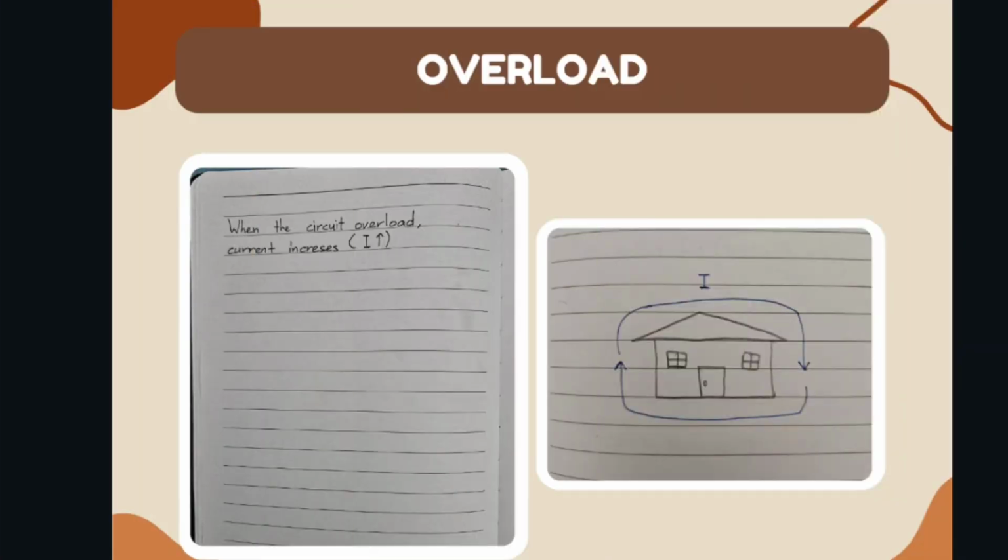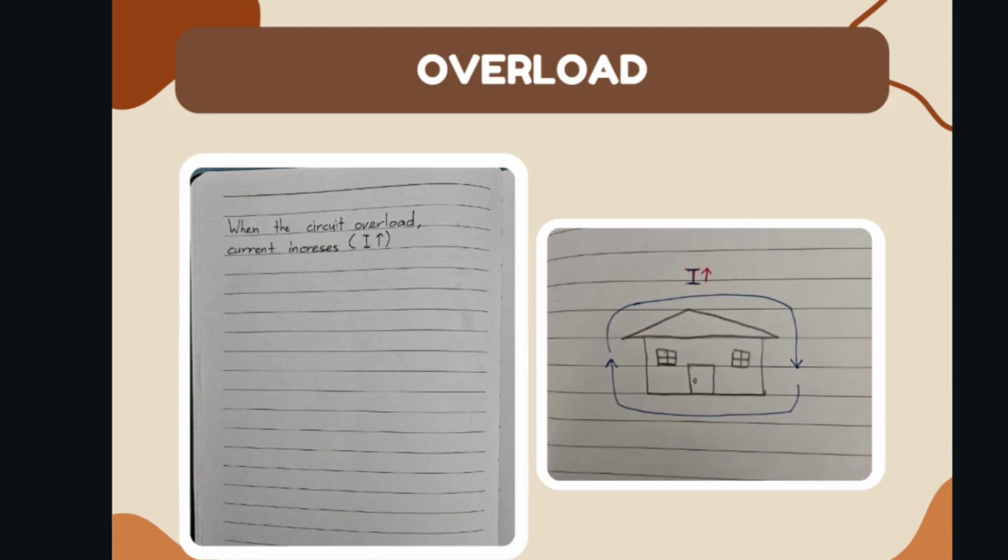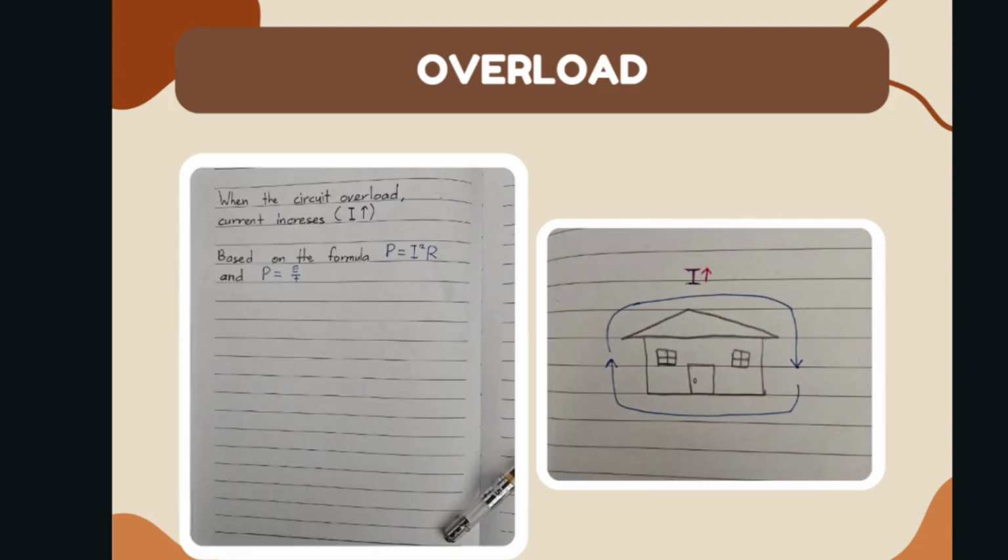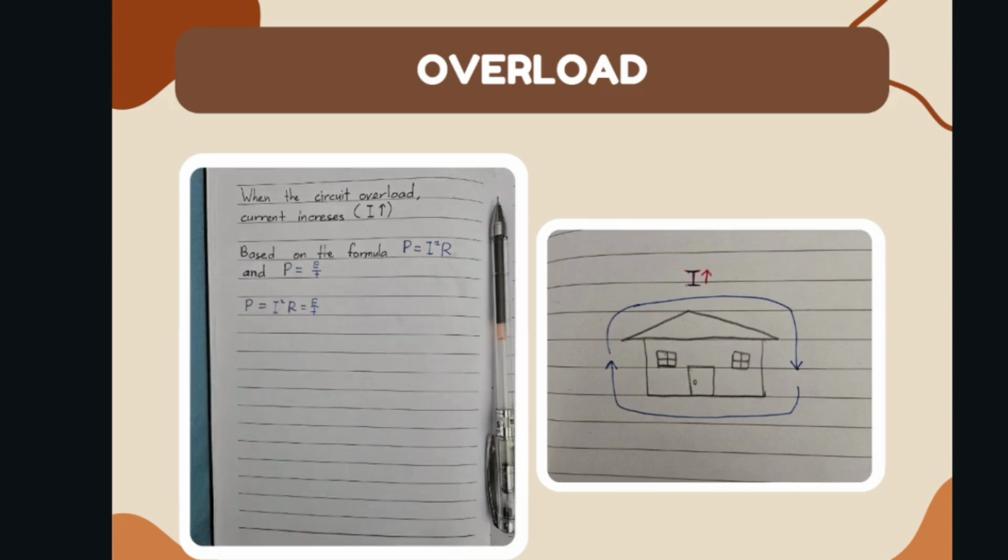Well, to explain the first part of the question, I will let my friend Adil Zahidin explain this in the next slide. At first, when the house is overloaded, the current will sharply rise. Based on the formula P equals I squared R and P equals E over T, we can see that I squared R equals E over T.